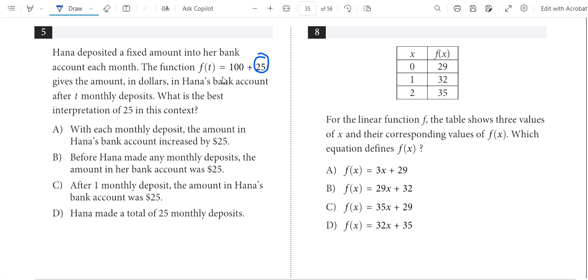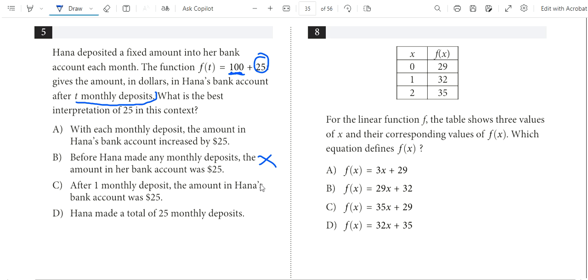Okay, so it says the function f of t equals 100 plus 25t, where the value t stands for the monthly deposits. Now we know that t is the monthly deposits, and we need to find what 25 is in this context. The first option says with each monthly deposit, the amount in Anna's bank account increased by 25. And the second option says before Anna made any monthly deposits, the amount in the bank account was 25. That's not possible because we see that the 100 is the only constant here, so I'm just going to cancel this out.